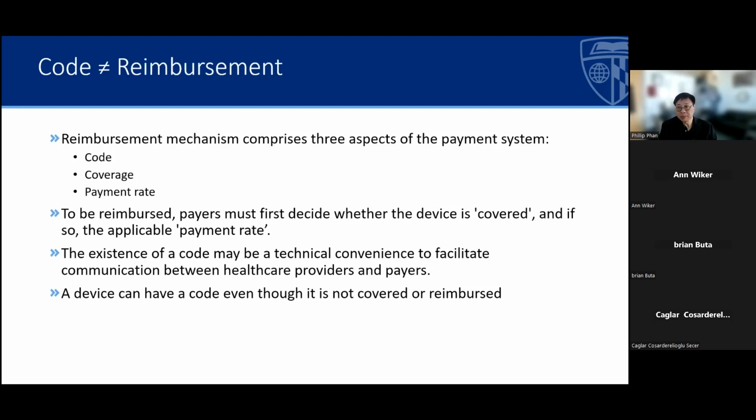First, to be reimbursed, the payer, so I want to use CMS, but insurance companies do the same thing, must first decide whether the device is covered, and if so, what is the payment rate, right? So what is being covered is the thing itself, and then the circumstances under which the thing can actually be used in order to provide the service, in order to provide the care. So the existence of a code is really just a technical convenience, right? It's a shorthand, it's a way of communicating between the provider and the payer.